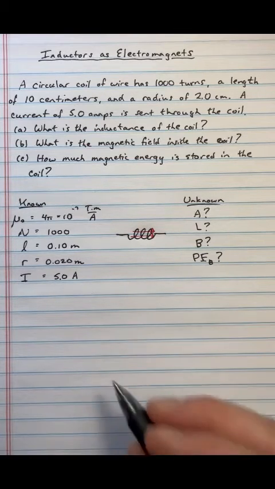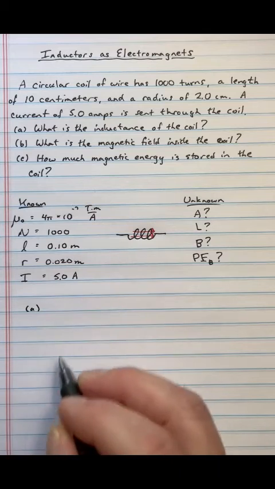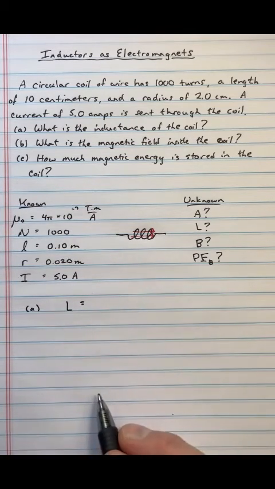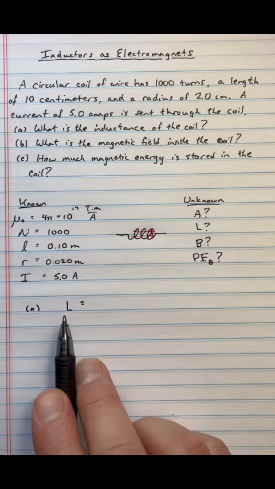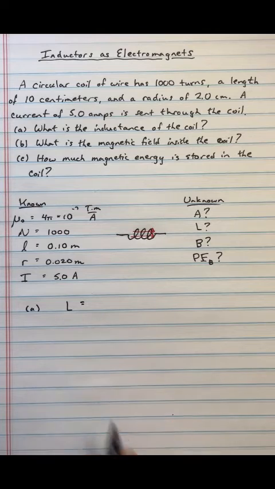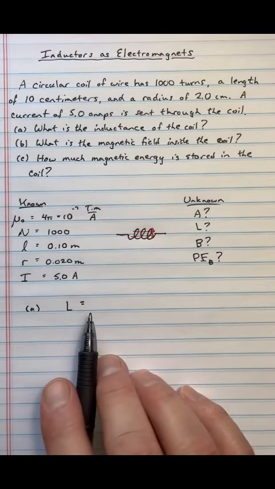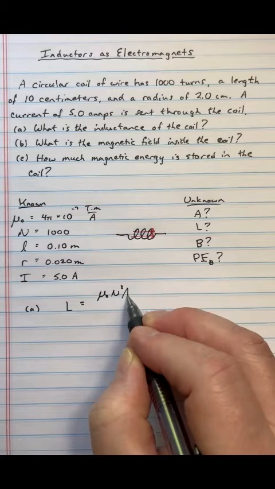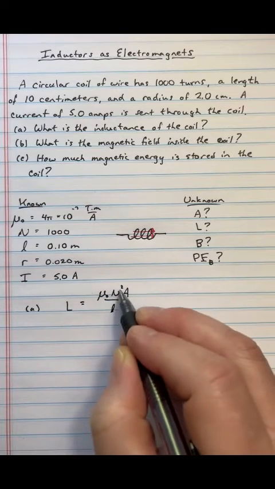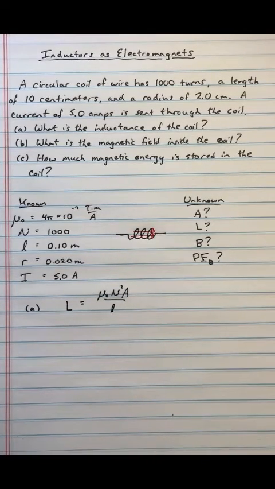Let's get started. So, first part, let's look up the formula for inductance. Inductance has the symbol capital L in physics. Yes, we realize that inductance starts with an I. This is an L for different reasons. It's actually named after a physicist back in the late 1800s. So, the formula is L = μ₀n²A/l. Now, that is for a cylindrical coil of wire like we have here.